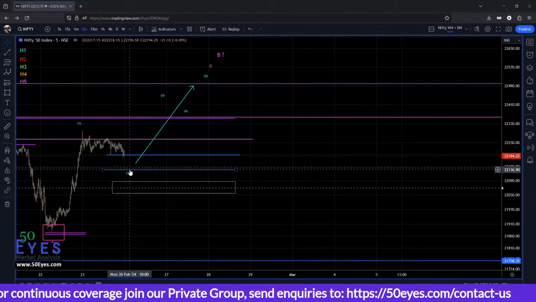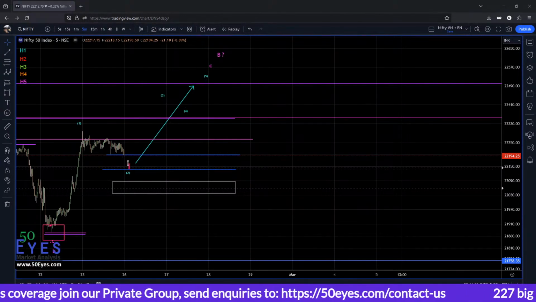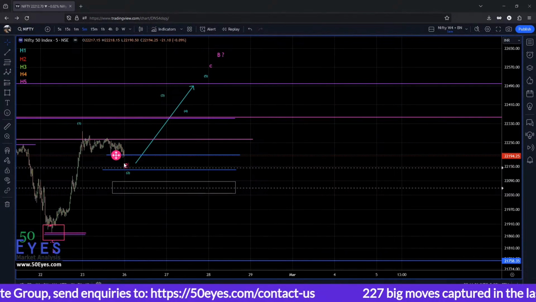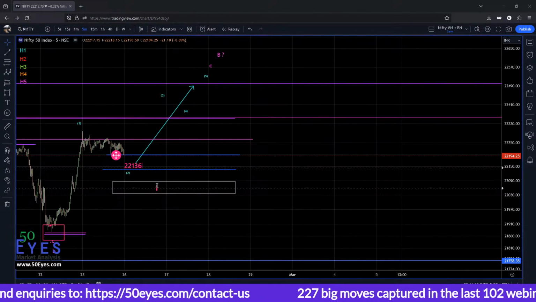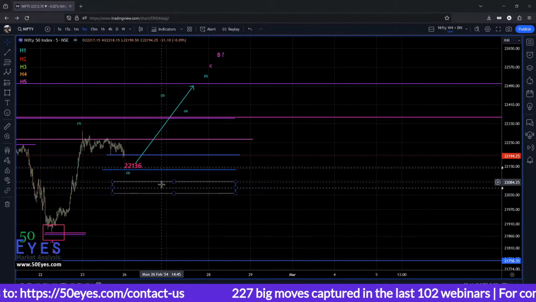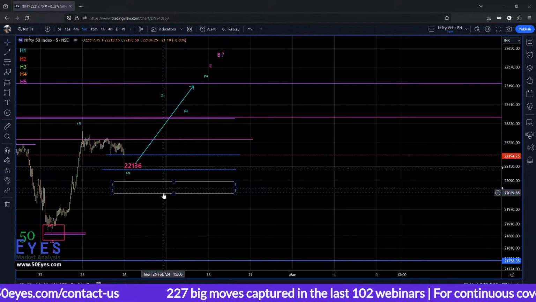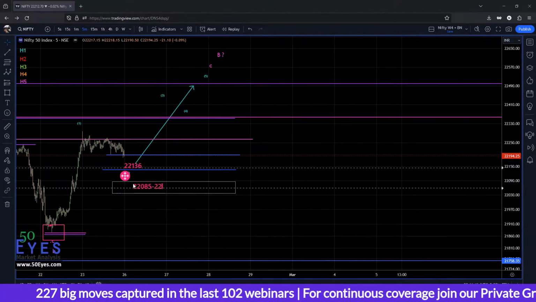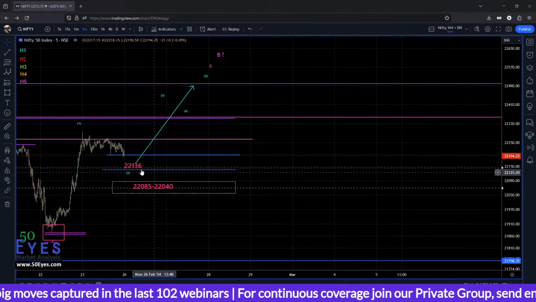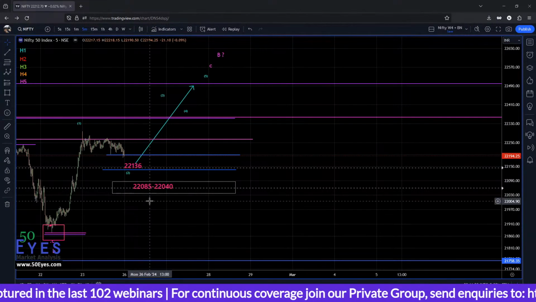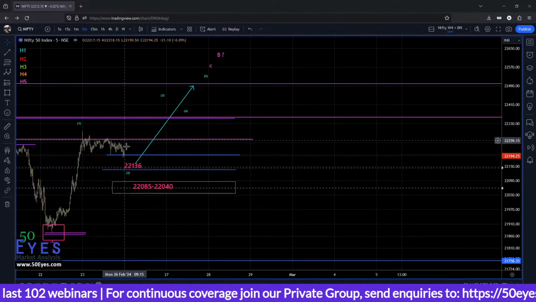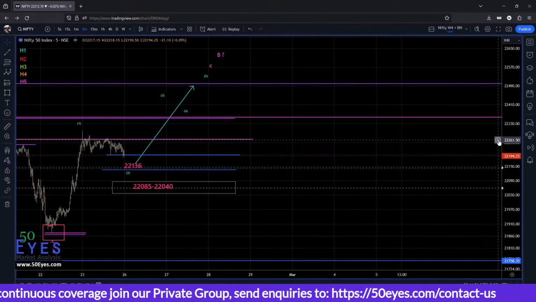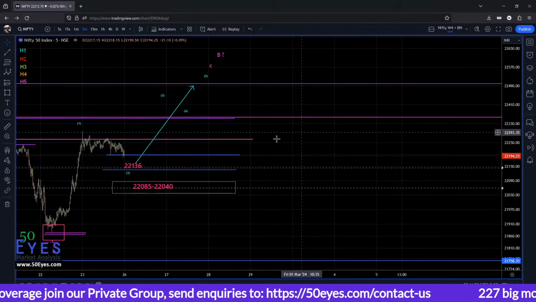So we have marked the support levels 22,136. Sorry, 22,136. Followed by the 50-60 region, which is around 22,085, 22,040. Well, this is the range we are expecting the support to come in, and as soon as we see a break of the highs, we will be interested in taking longs on this counter, right?